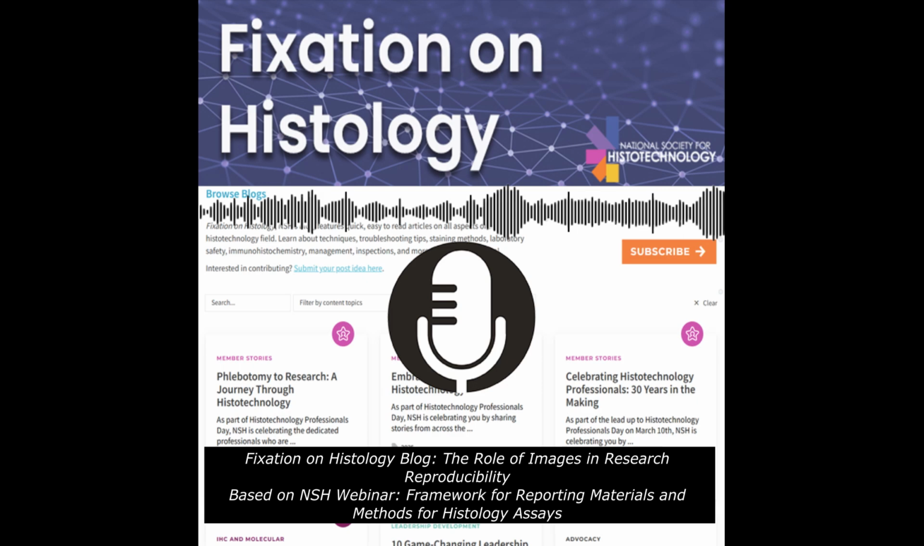Reproducibility is always a concern in labs, and now, with the current NIH guidelines, the extent to which a study is replicable can influence whether or not scientists receive the funding they need for life-saving research. For more information about factors that can affect reproducibility, what researchers can do to increase the chances that their research can be replicated, and how the Journal of Histotechnology is updating its publication guidelines to handle this challenge, watch the NSH Framework for Reporting Materials and Methods for Histology Assays webinar.